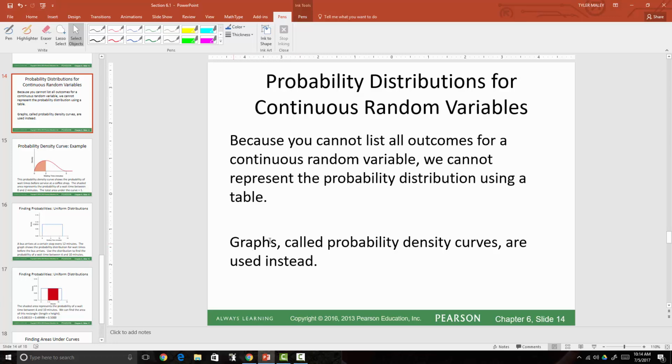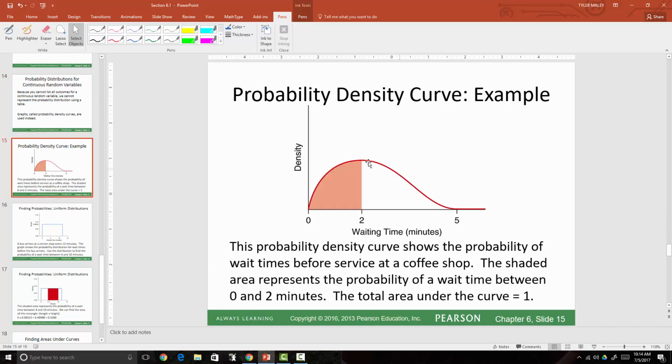Graphs called probability density curves can be used instead. Here's an example of a probability density curve. It shows the probability of wait times before service at a coffee shop. The shaded area represents the probability of a wait time between 0 and 2 minutes. The total area under the curve is 1. If we know between what values we want to look, the area between those values under the curve is the probability. That's why the area under the whole curve has to be 1, because that's the probability of getting one of the outcomes, 100%.